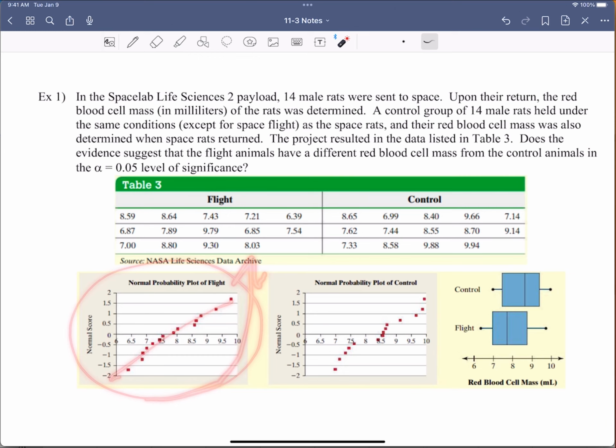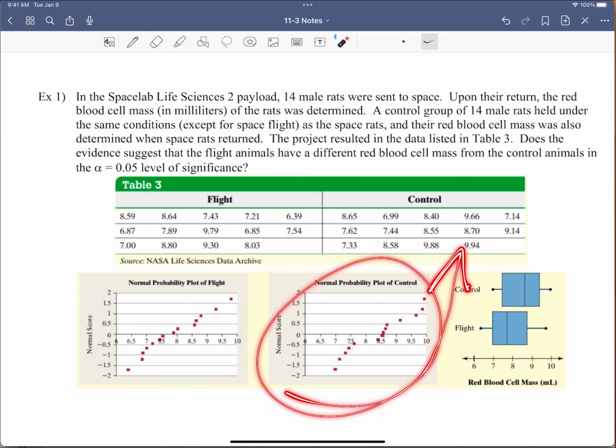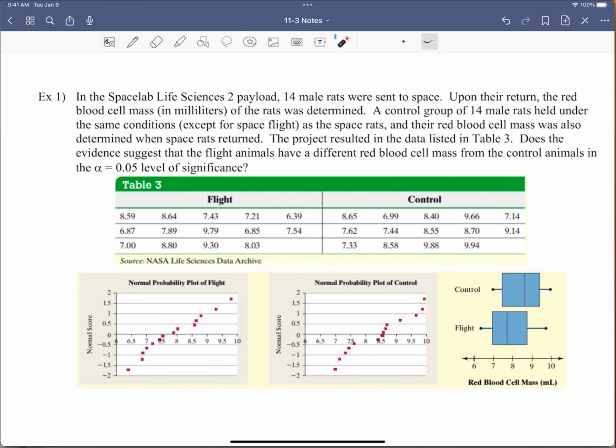Check, we're cool. Have to normalize the control group. Check, we're cool. Do I have any outliers in the control group? Nope. Do I have any outliers in the flight group? Nope. We're now good to go. Once we take care of all of our business, now we're good to go and we can set this up.